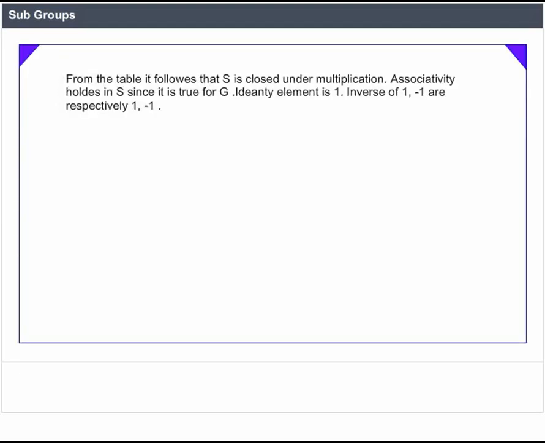Subgroups. From the table, it follows that S is closed under multiplication. Associativity holds in S since it is true for G. The identity element is 1, and the inverses of 1 and -1 are respectively 1 and -1. Thus S is a subgroup of G.